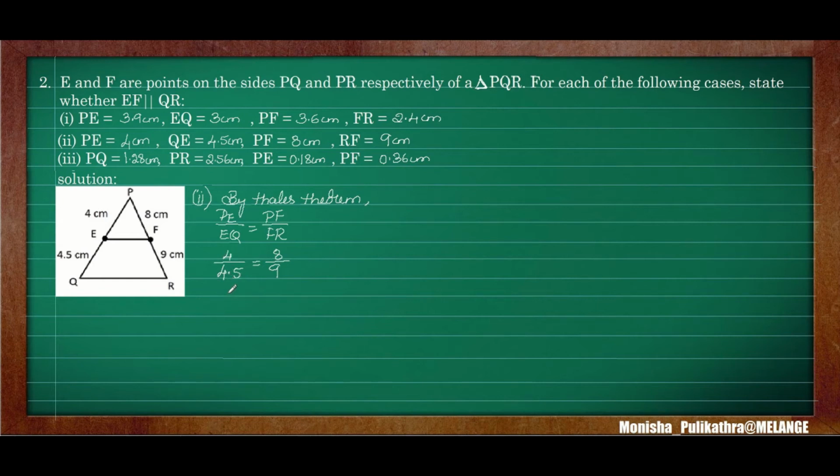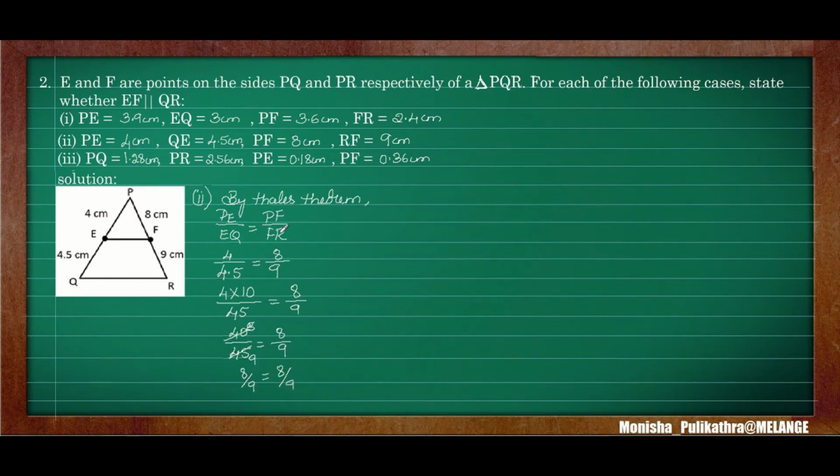Here we need to make a slight change by taking out the decimal point. When I take the decimal point from 4.5, it becomes 10 by 45, with 10 in the numerator and 45 in the denominator, is equal to 8 by 9. So 4 into 10 is 40 divided by 45 is equal to 8 by 9. 5 8s are 40 and 5 9s are 45. So it becomes 8 by 9 is equal to 8 by 9.